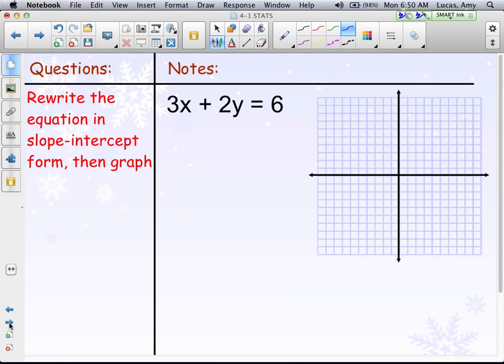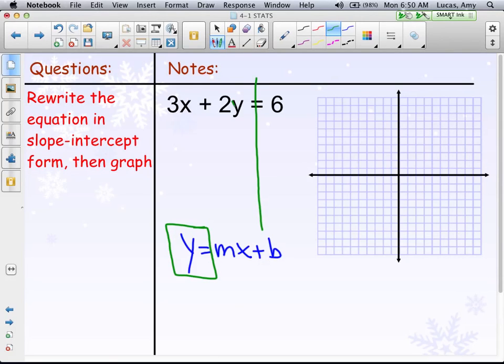Okay, now the tougher ones. What this problem is asking is, it's asking us to rewrite the equation into slope-intercept form first, then graph it. Slope-intercept form is y equals mx plus b. So you may notice that that means that the y is all by itself on the left-hand side of the equal sign. So you need to treat this as a literal equation and solve the equation to get the y all by itself on the left-hand side. So I'm going to treat this 2y as my married couple. I'm going to subtract the 3x on both sides.